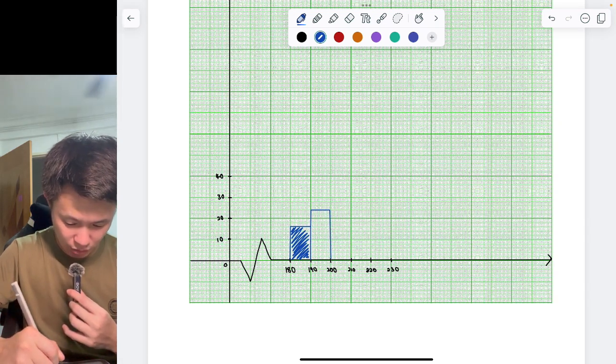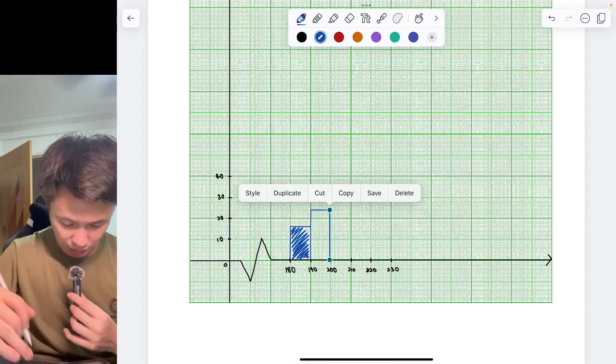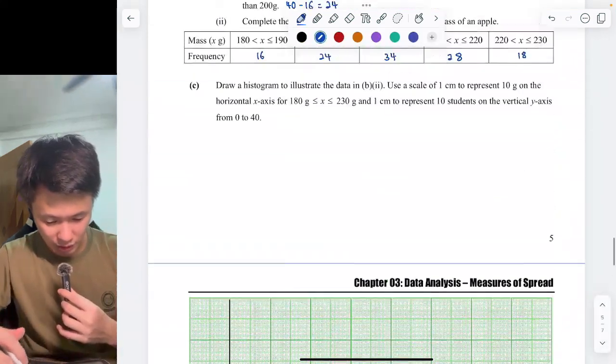Looks good. Actually, you don't have to shade them. In fact, shading them is not necessary. You can leave them unshaded. It will look nicer without shading.